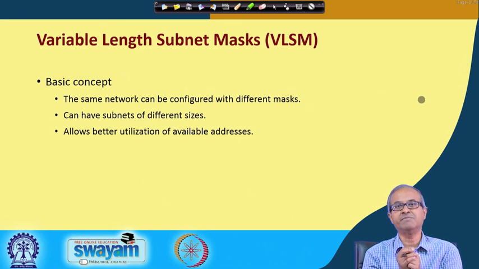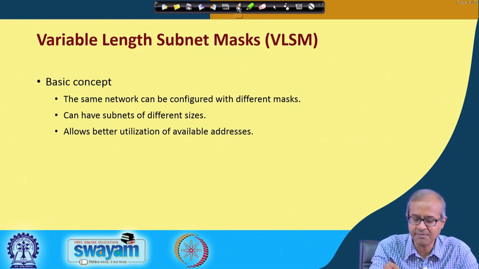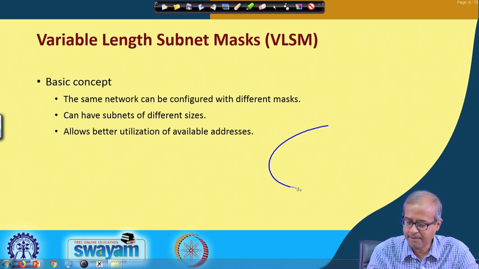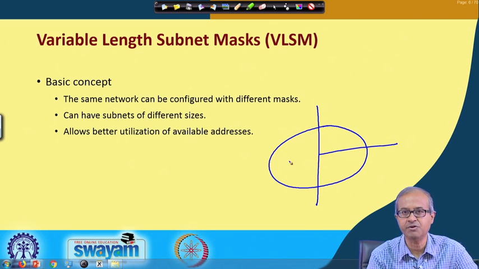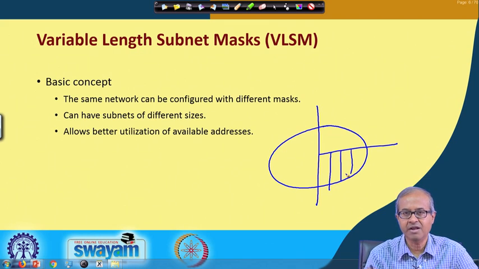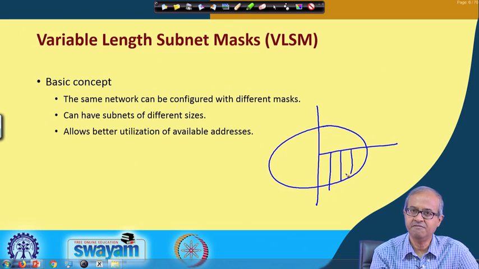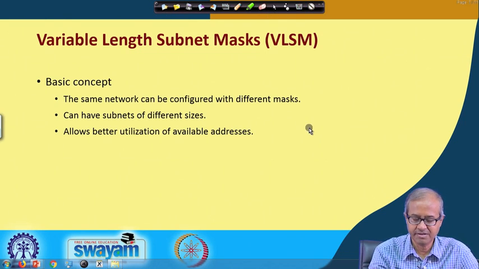but for variable length subnet mask I am saying I can use variable sizes. Let us say I have a big network, I first divide it into two equal parts, and one part I make half, the other part I do not make half, and one part I make 4. Like this, I can make unequal pieces. This is the concept of variable length subnet mask. Let us see how it works, and obviously this will allow better utilization of available address space.